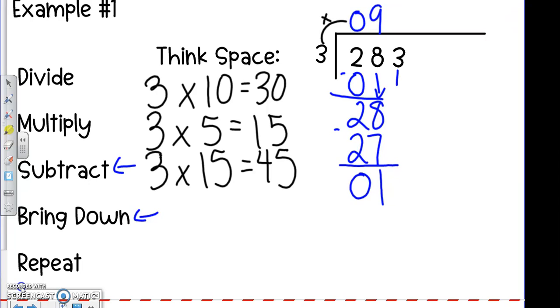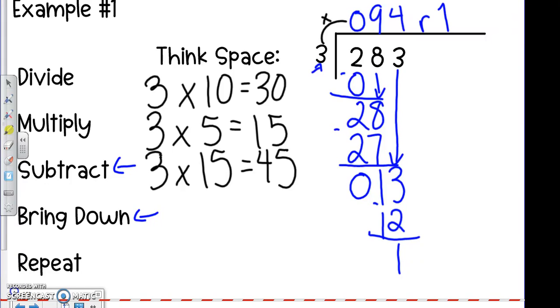After we subtract, we bring down our 3. So now we're back to our division question of how many groups of 3 can I form with 13? Yes, we can draw circles, but it's also important that we know our multiplication facts. The closest I can get to 13 without going over it would be 3 times 4, and 3 times 4 is 12. So 13 minus 12 is 1. My remainder will be 1. Now my remainder is smaller than my divisor, so I know that we're good to go. So my answer is 94 with a remainder of 1.